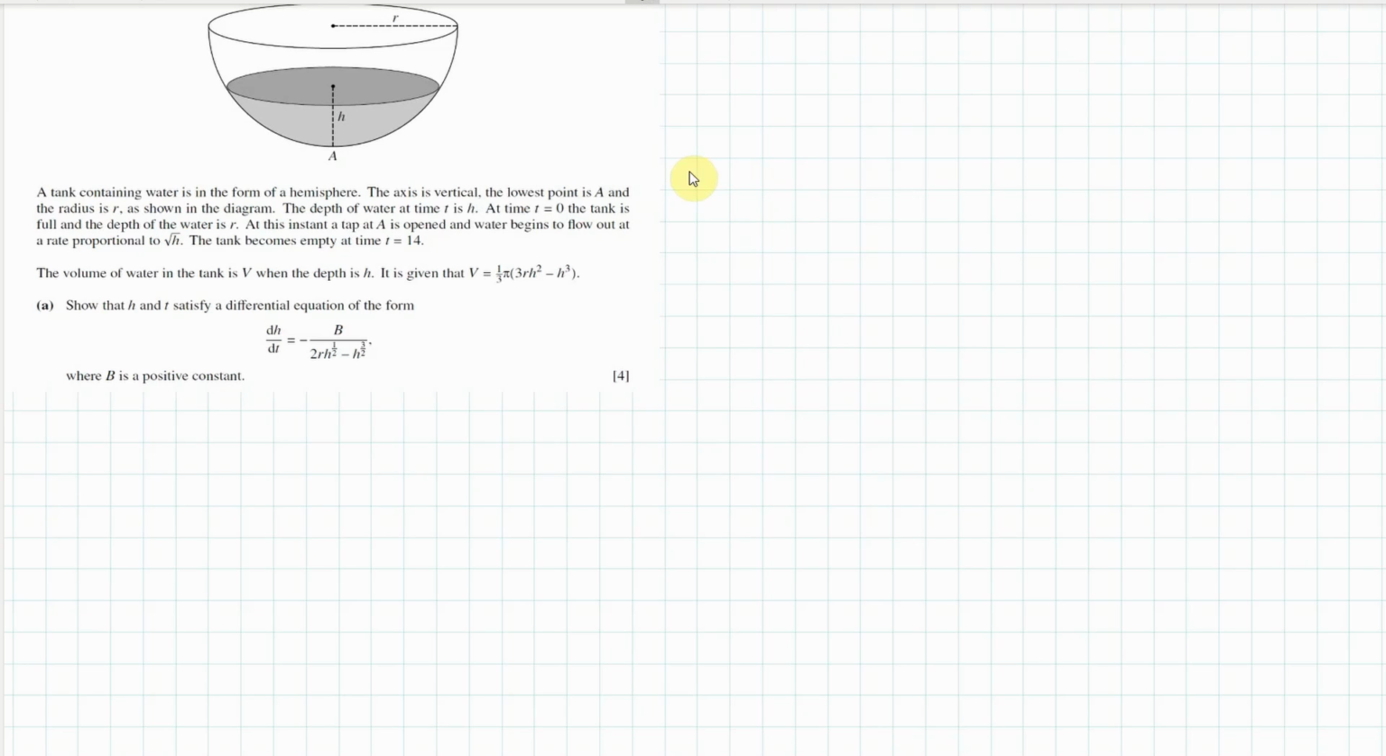We're going to continue again today to do some more differential equation questions. Today I'm doing question 10 parts A and B from, I think it is June 2020, paper 3-3, I think. And there are two parts to this question.